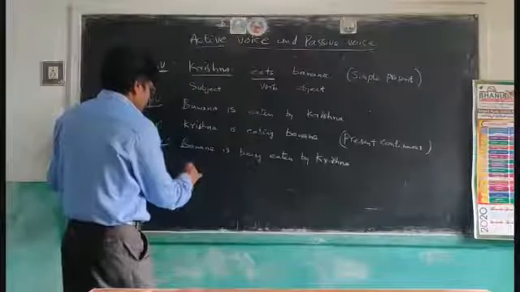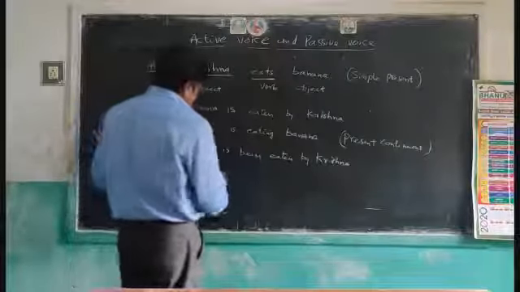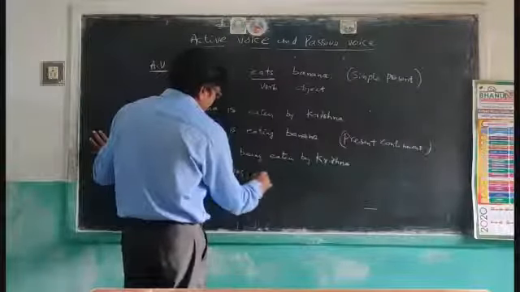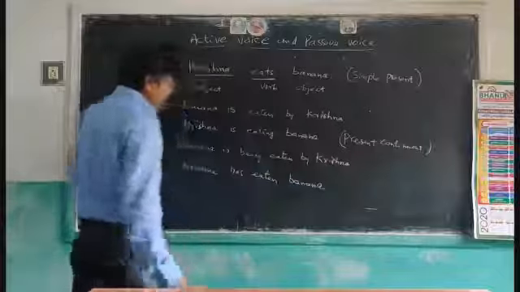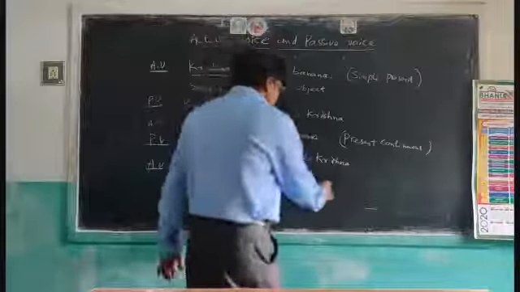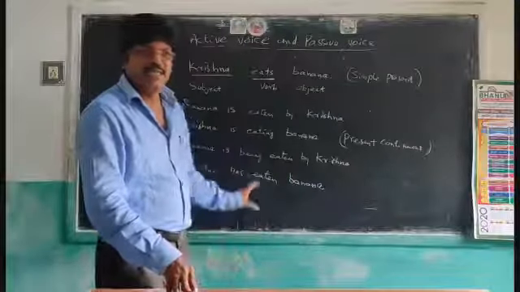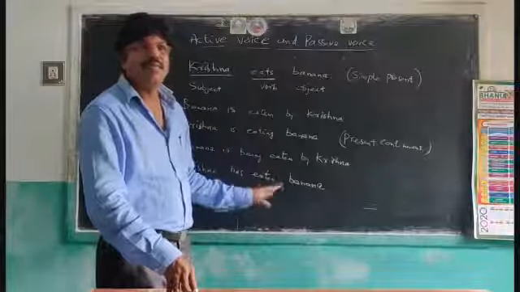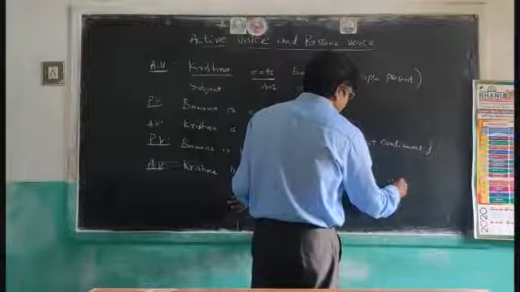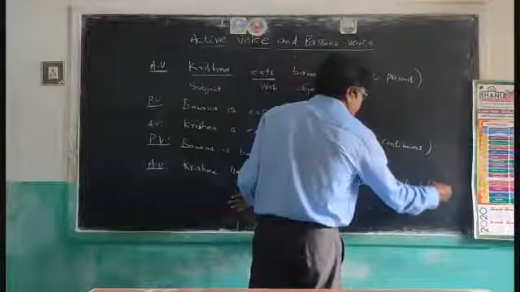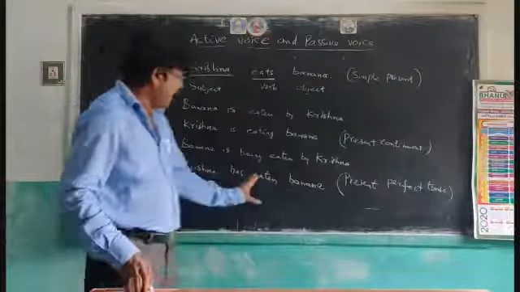Krishna has eaten banana. Which tense is it? Has eaten. Perfect tense. Has eaten or have eaten. Present perfect tense. It is present perfect tense. Krishna has eaten banana.